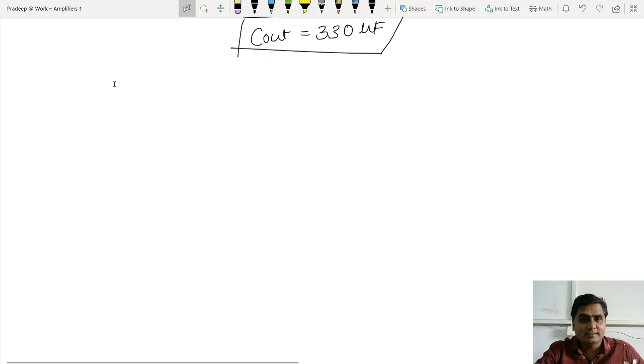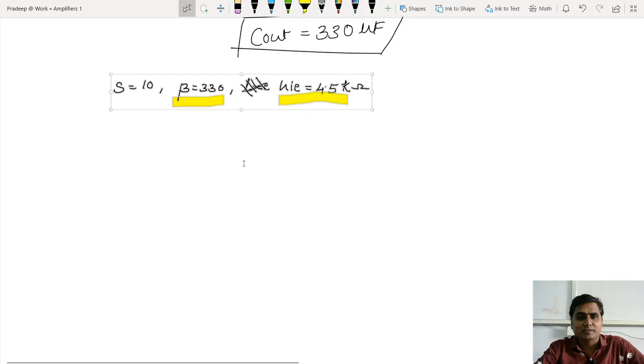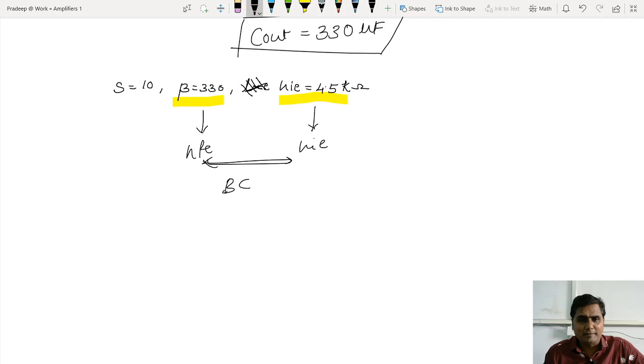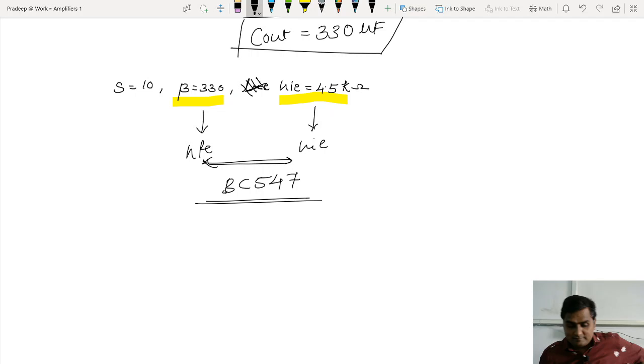Now let me copy the same thing here. Paste. Now look at this. This is nothing but my HFE, and this is nothing but my HIE. Now this HFE and HIE match the BC547, which is a general purpose transistor commonly available in an electronics lab. So we'll go for that transistor, implement the circuit on a breadboard and check the results. Even if you are doing the design in Proteus, you can work with BC547.